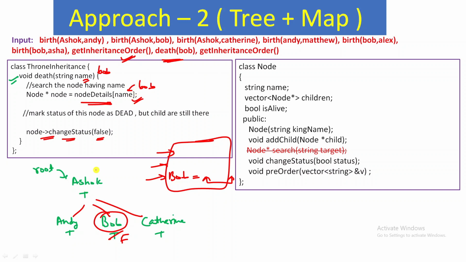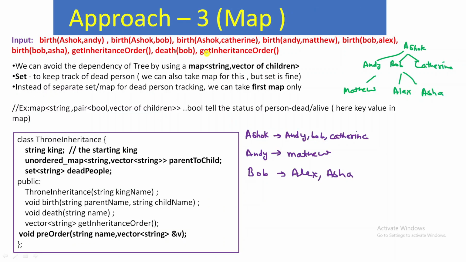Okay, we will just go to this tree and do a pre-order traversal, and we will be printing the get inheritance order, that is, the order of the inheritance. So in this third approach, we will not be using this tree to store the information of the parent and the child. We will be using a map, where the key will be the parent, and in the value field there will be the vector of the children.